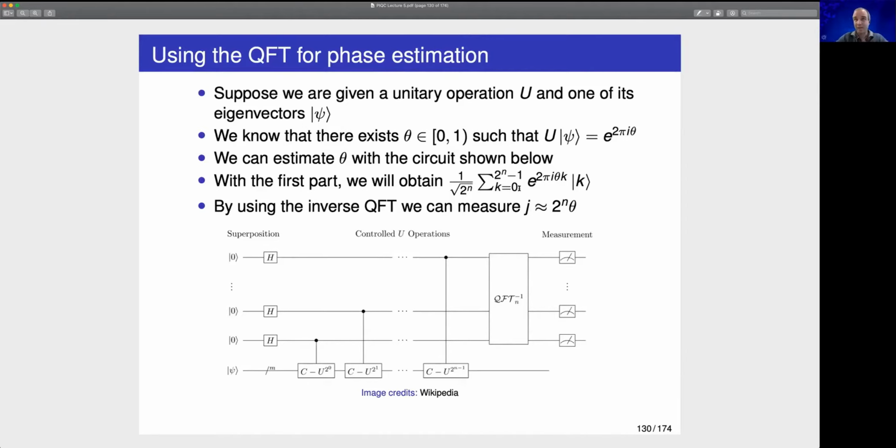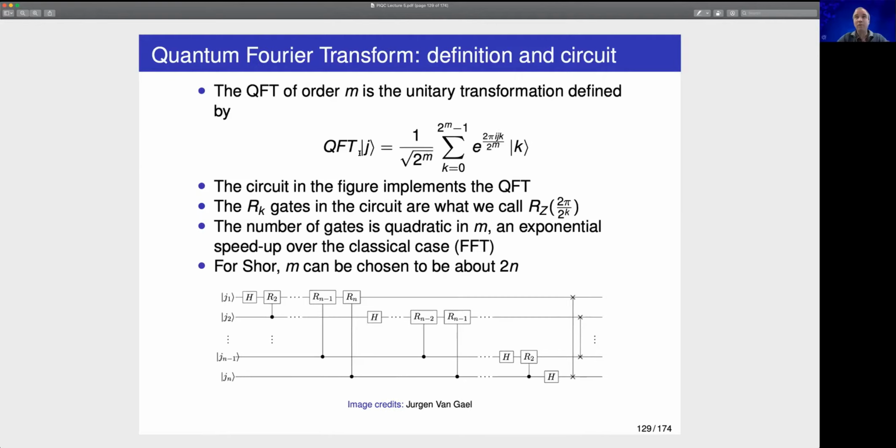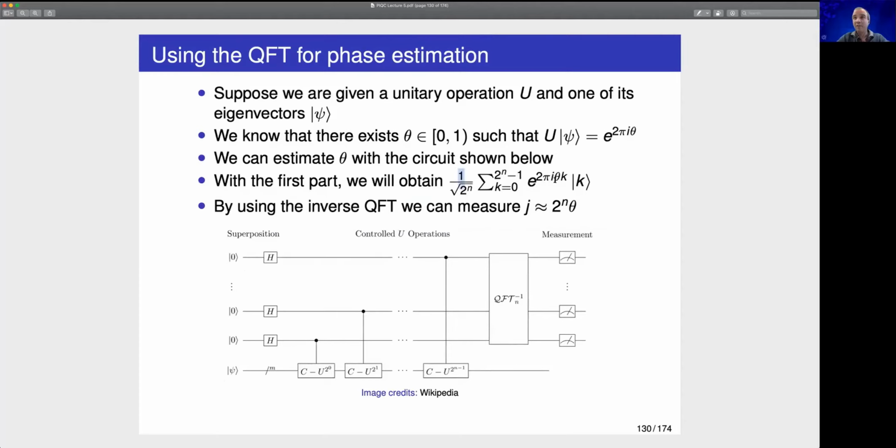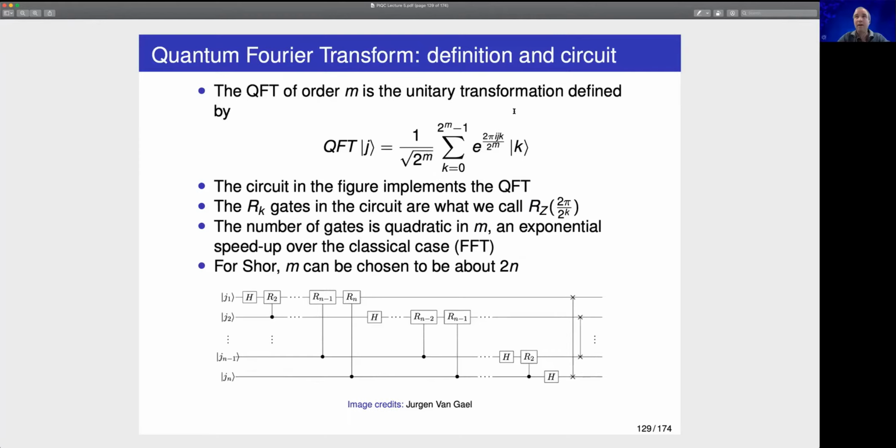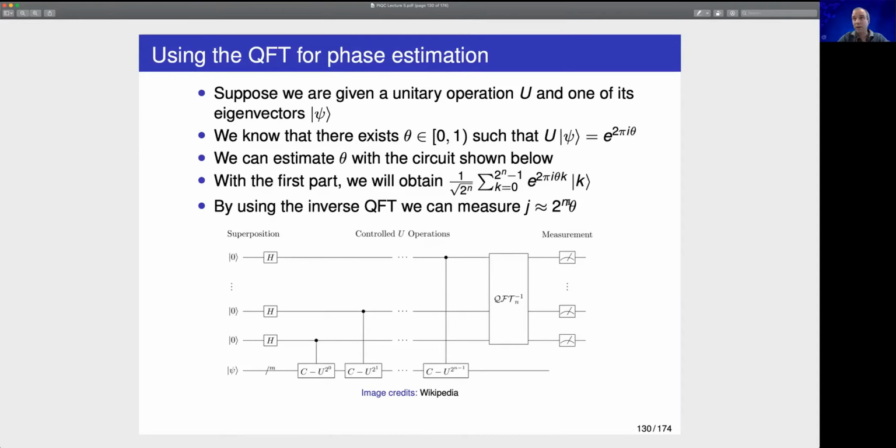So if I apply now the inverse of the quantum Fourier transform, with the quantum Fourier transform, I go from J to this expression. And if I now have this expression, which is very similar to the result of a quantum Fourier transform, and I apply the inverse, I will go to something that is very similar to this value J. And the value J that makes this approximately equal to this expression here is exactly 2^n multiplied by theta. Okay, if we identify the different elements in the two expressions.